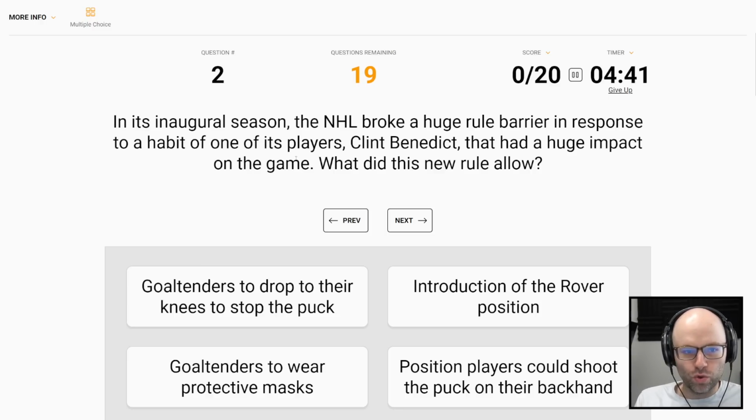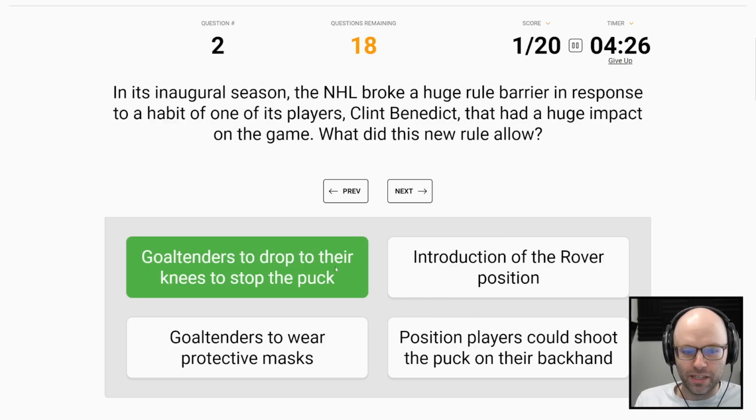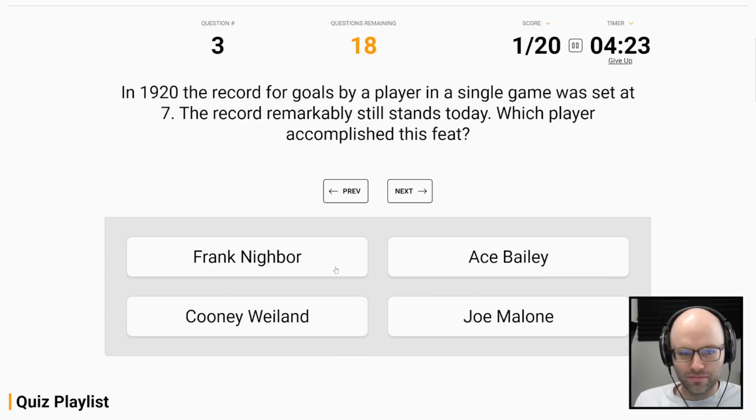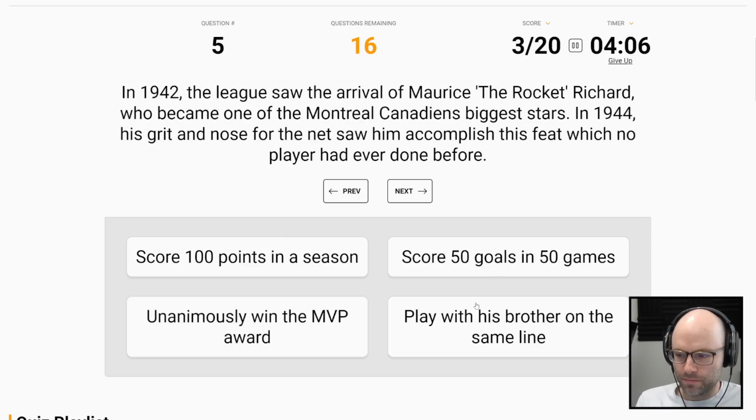The NHL broke a huge rule barrier in response to a habit of one of its players, Clint Benedict. They made it so position players could shoot the puck on their back. They made it so goaltenders could drop to their knees to stop the puck. The record for goals by a player in a single game was set at 7. That was Joe Malone. In order to promote offense, they allowed players to do something they previously could not do. It's true. You used to not be able to make forward passes. I can't imagine that the highlights were that good back then.